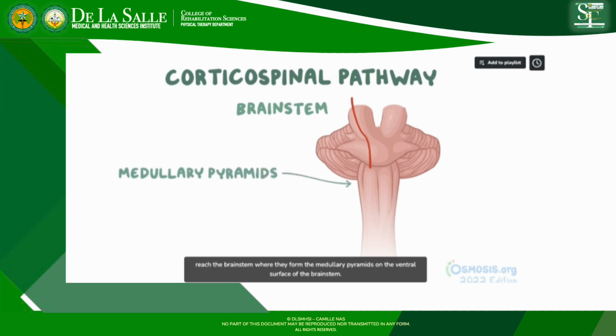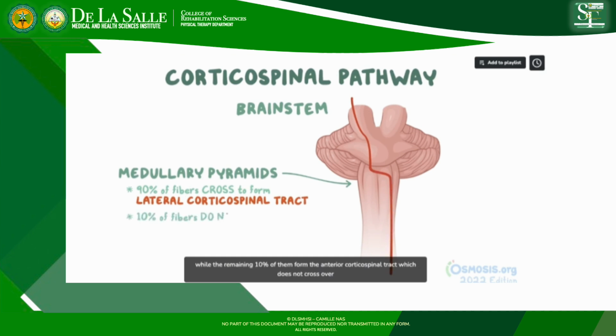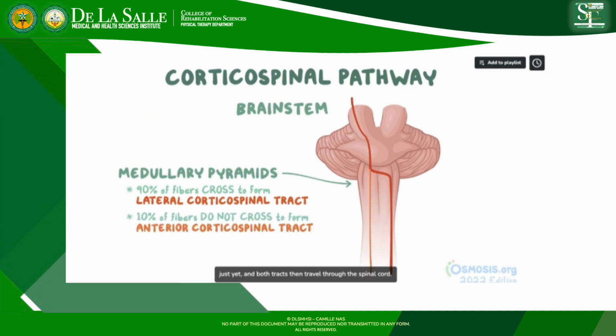At the level of the medulla, these fibers divide, and 90% of them form the lateral corticospinal tract, which cross over to the opposite side of the medulla at the pyramidal decussation, while the remaining 10% of them form the anterior corticospinal tract, which does not cross over just yet, and both tracts then travel through the spinal cord.